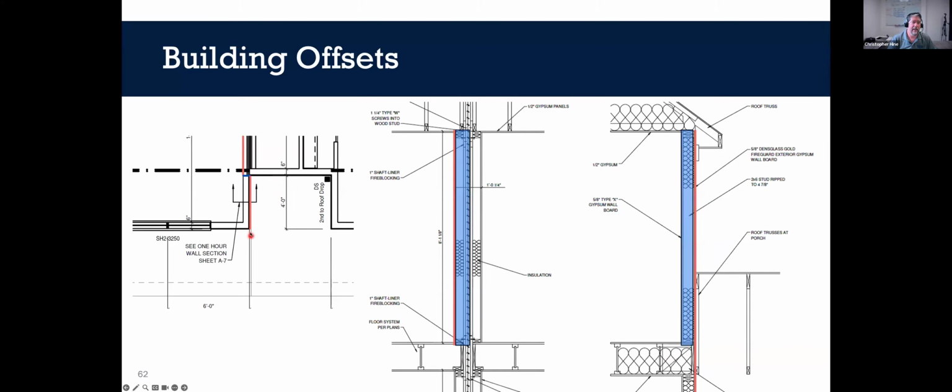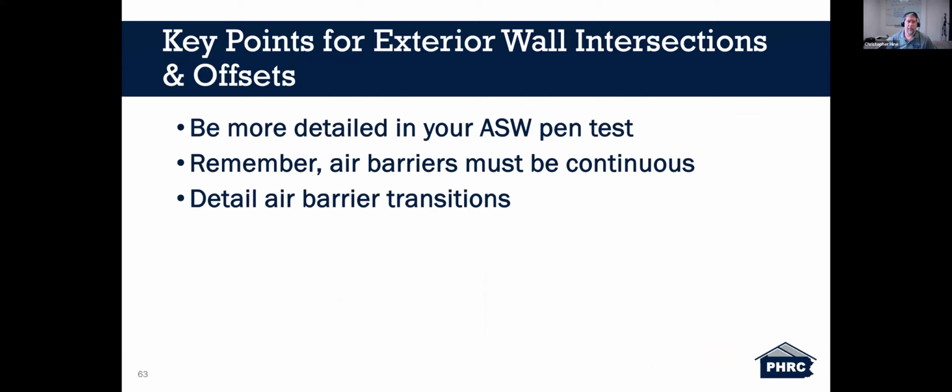I would believe that the house wrap or the sheathing coming down your exterior, finding some way to tie that sheathing with tapes or other air barrier products, tying that into that transition would be key. Again, showing the potential for air leakage. So key points for exterior wall intersections and offsets: be more detailed in your area separation wall pen test.